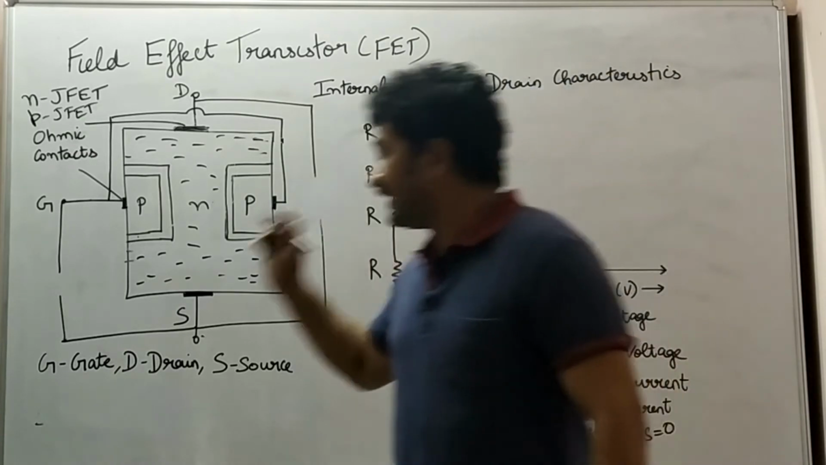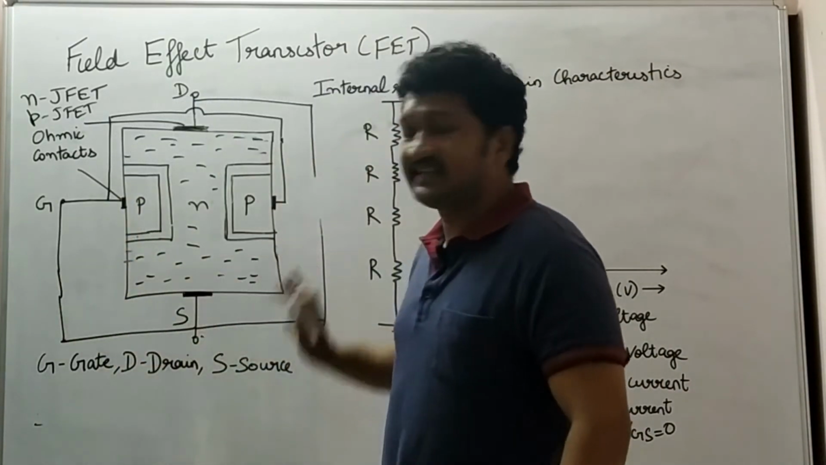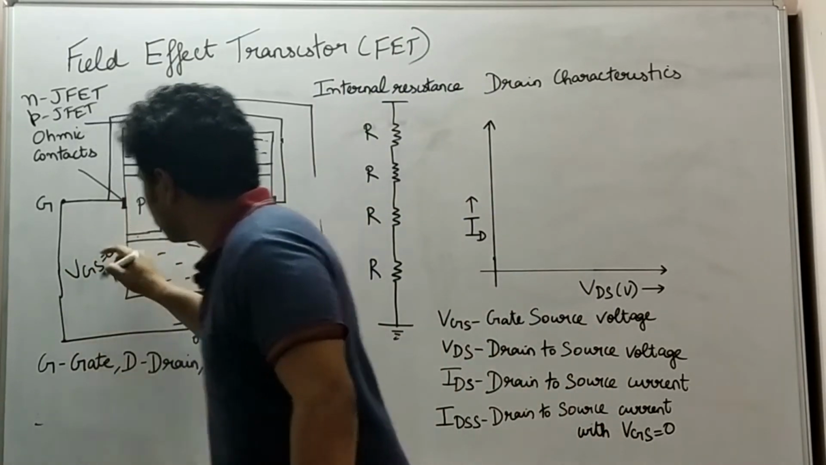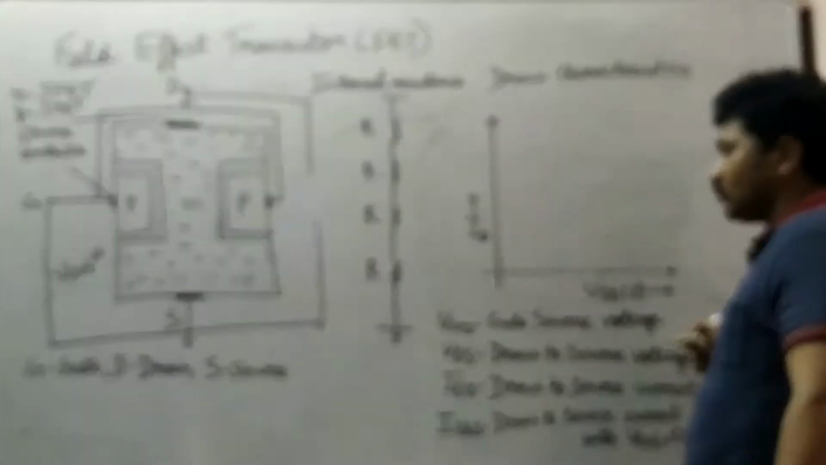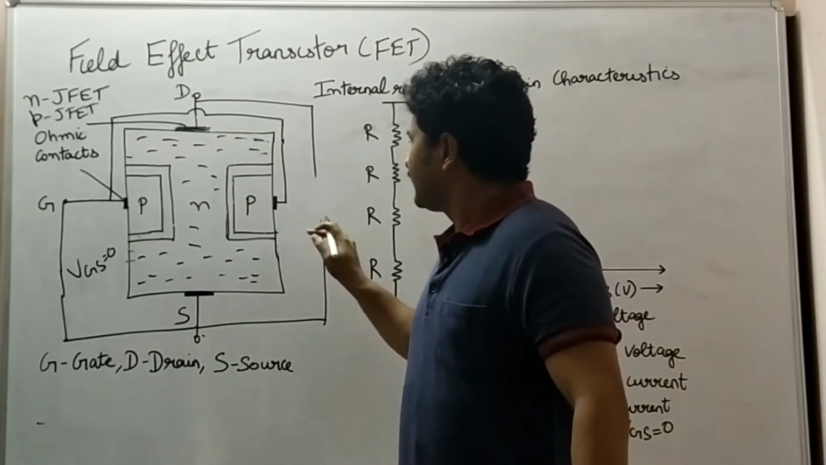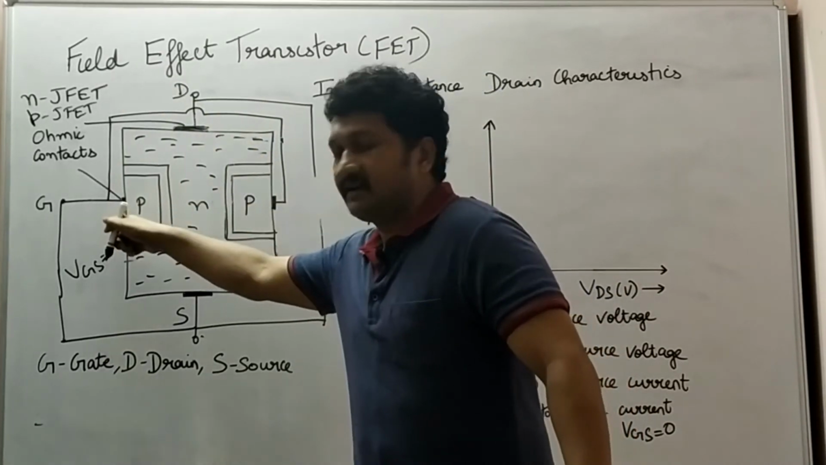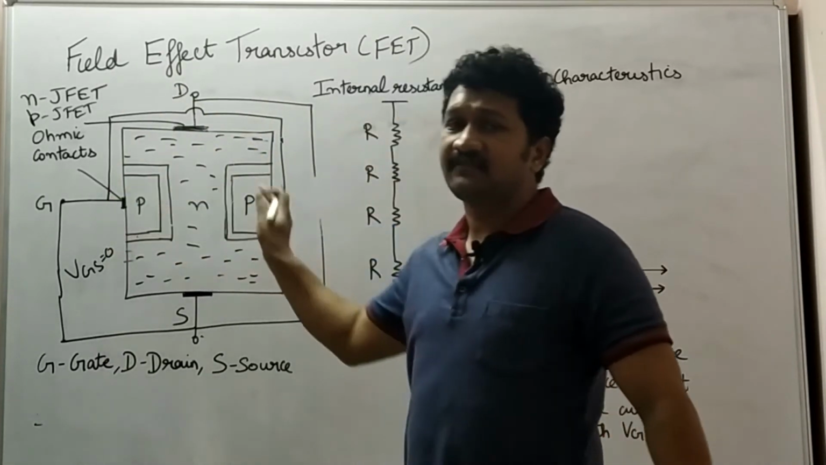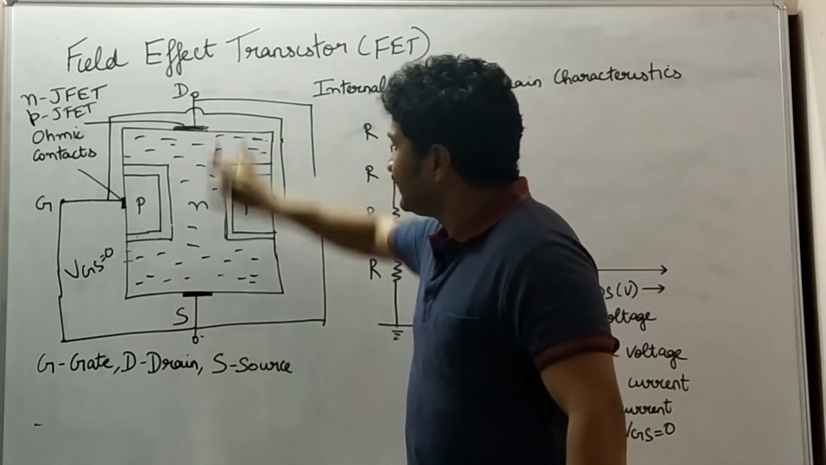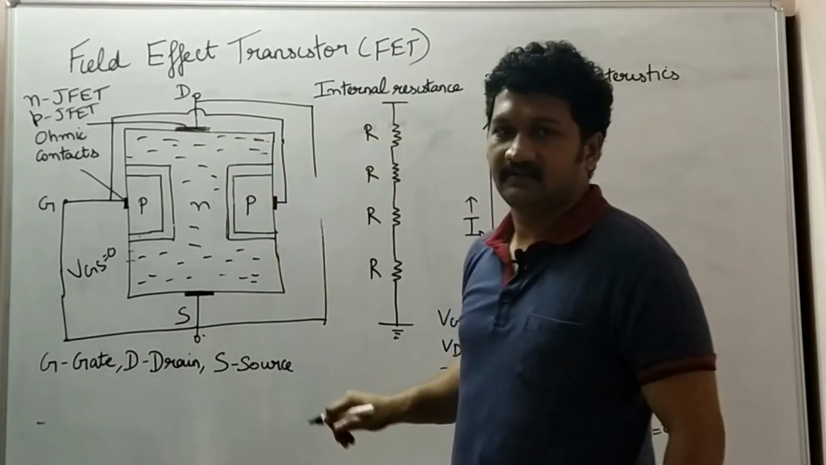First we will have the gate to source voltage as 0, VGS as 0. We should call this VGS the gate source voltage, that is the term. Now if you can see, both the P layers are internally connected and that is called the gate. There is a reason for that internal connection. Now drain and source are separate. These are called ohmic contacts.